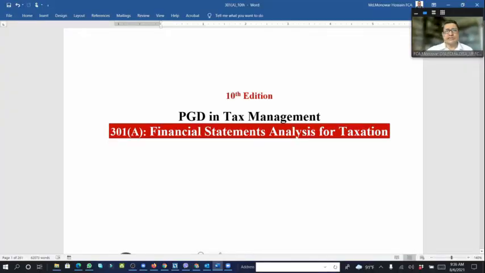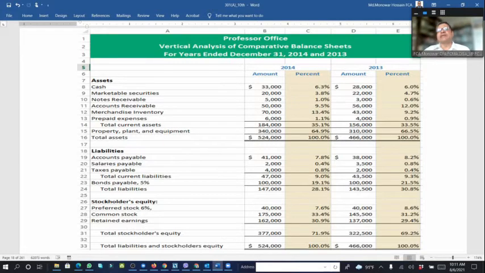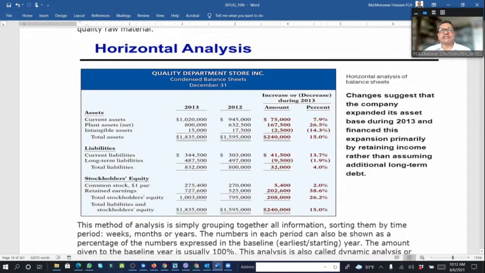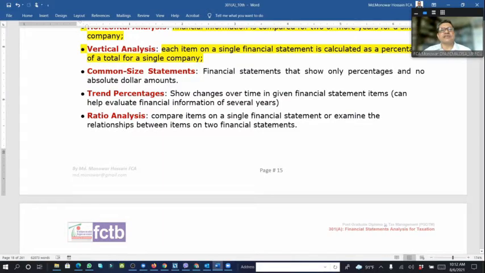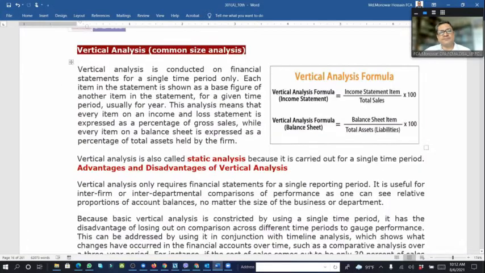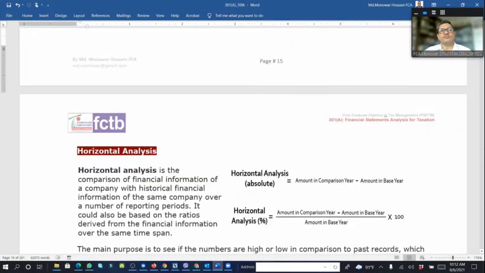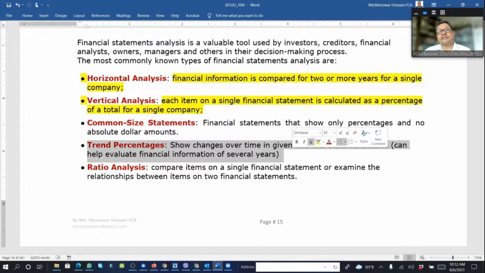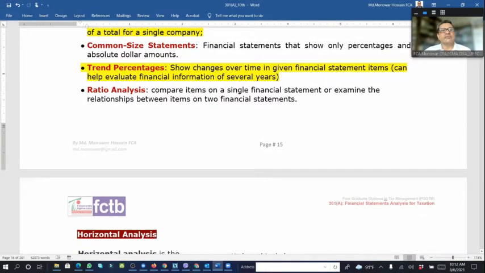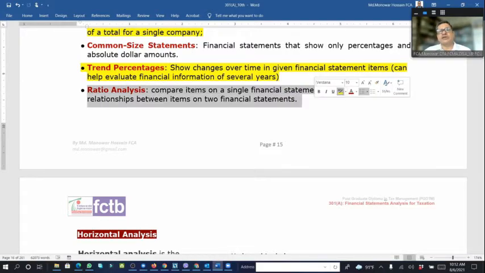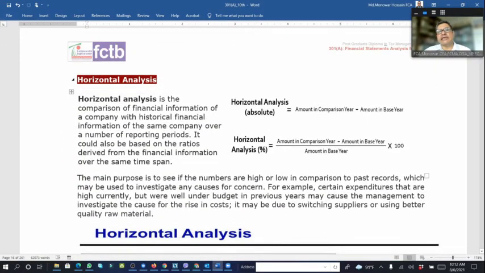Today we are going to start a financial statement analysis for taxation. This is our 301 part A. Management is a vital part. Here each and every item, each and every component is needed for decision making by the management. That type of analysis we can do sometimes as a common size statement. That common size statement is also our vertical analysis. And there is also trend analysis. It shows the trend of where the company is going. Ratio analysis is another vital part. So here we can calculate horizontal analysis this way.